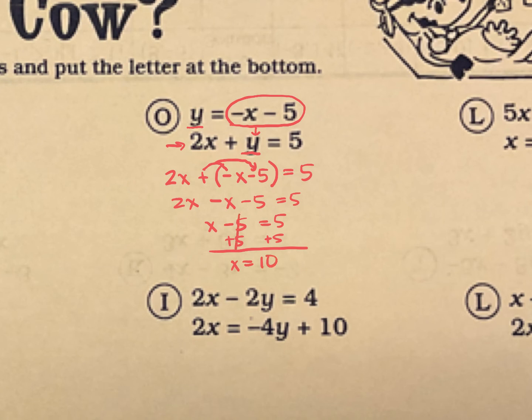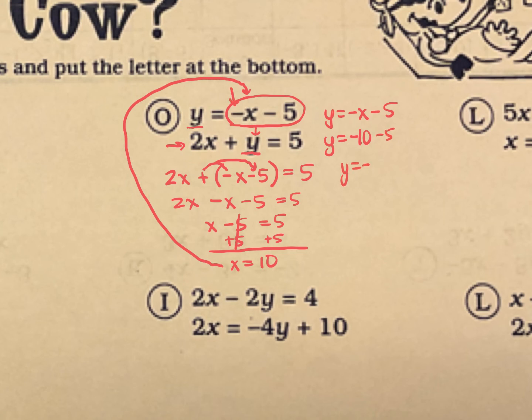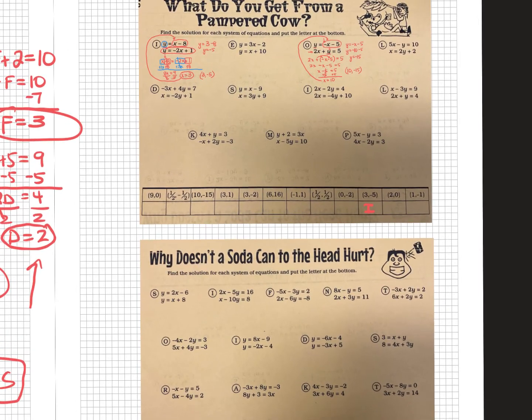Okay, x equals 10. So I have to go back to the top and say y equals negative x minus 5. So y equals negative 10, because I plug in 10, but the negative was there. Negative 10 minus 5, y equals negative 15. So my answer is 10 for x, negative 15 for y. Let's see. Is that there? Sure is. Okay.